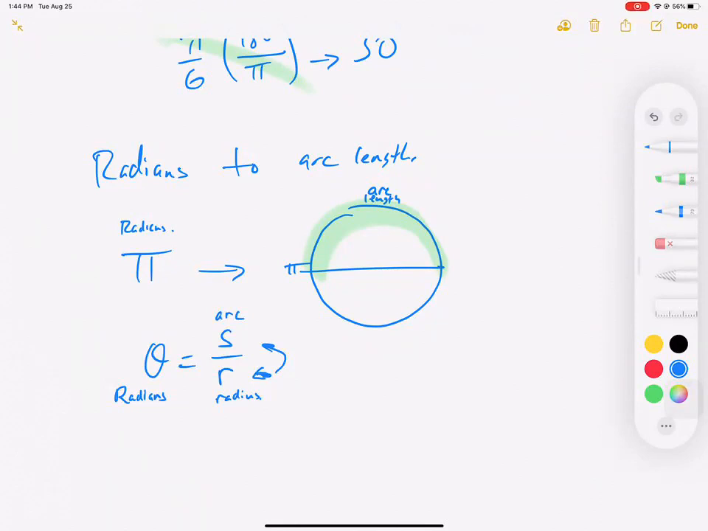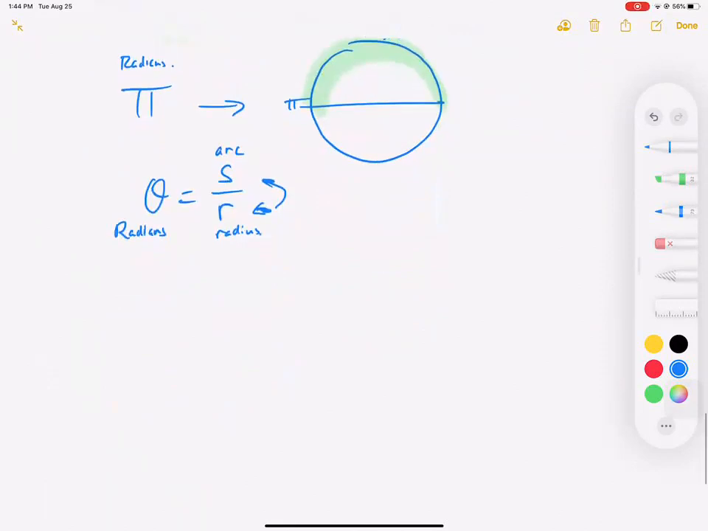So on your homework today, you guys are going to be doing that. You're going to convert from a radian that they're going to give you, and they're going to give you the radius, and you're going to have to convert that to some type of arc length. Let's look at some examples. If theta is equal to pi, and my radius is equal to 1, we're just going to plug these values into this equation here.